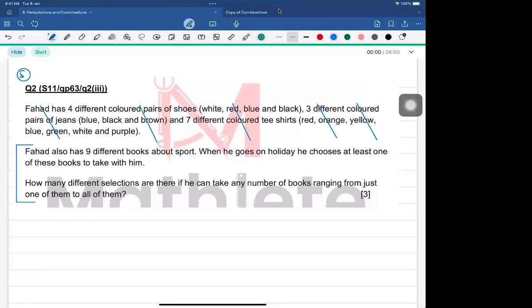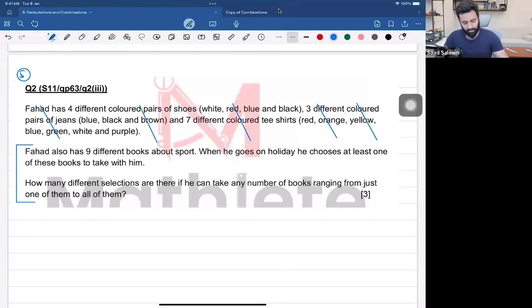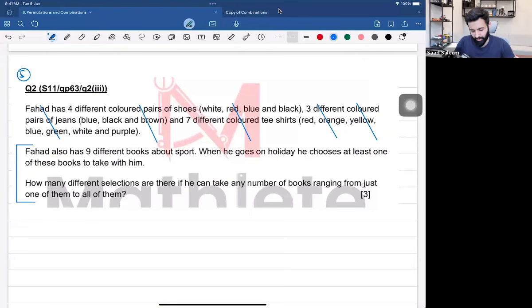Okay, so 511 is the correct answer. Now, the reason why I told you that this question is slightly unorthodox is for the following reason. You're not given the number of books he can select, because he can select from 1 to all of them. So he has 9 books, and notice the question says that he can take any number of books ranging from just 1 to all of them.